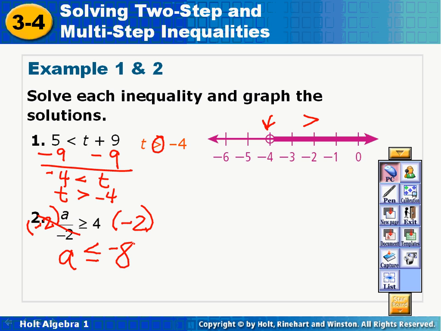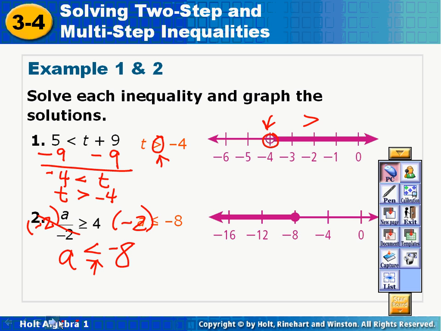Now, if you notice on the last one, it had an open circle. That's because it doesn't have the line underneath the greater than sign. This one has the line underneath it, so we're going to fill in at negative 8. There it goes. Okay, so we have a is less than or equal to negative 8, and here's our number line. Notice the 8 is filled in and it's shaded to the left, which is less than negative 8.